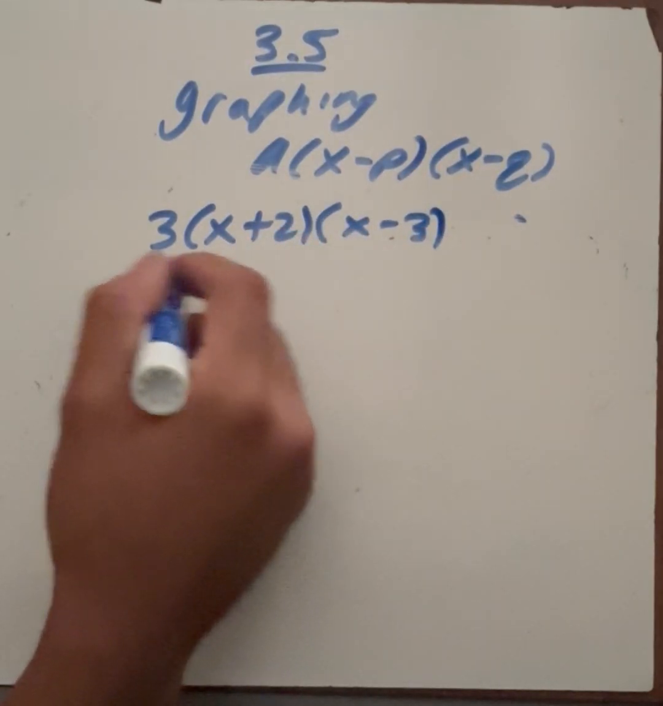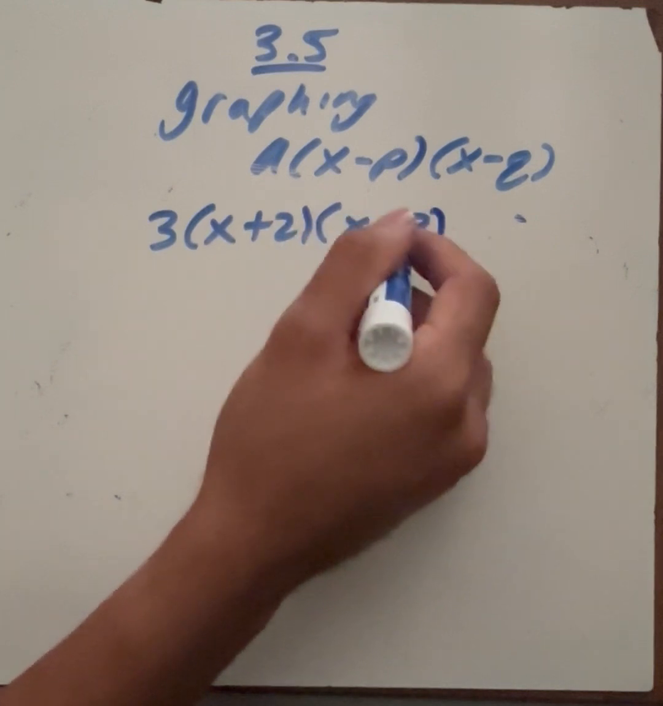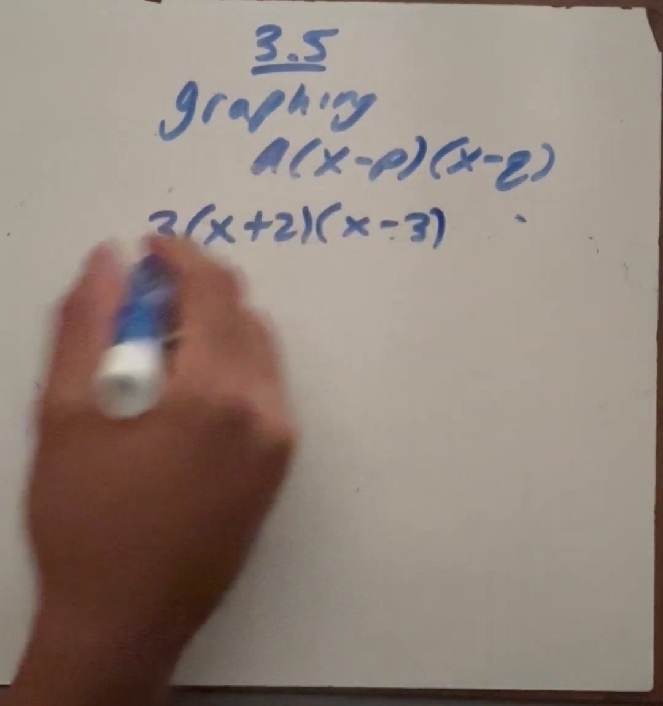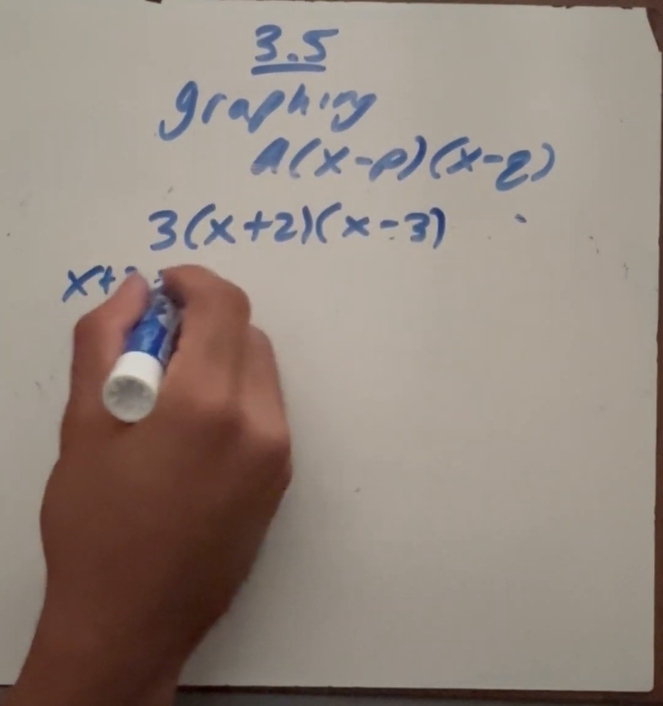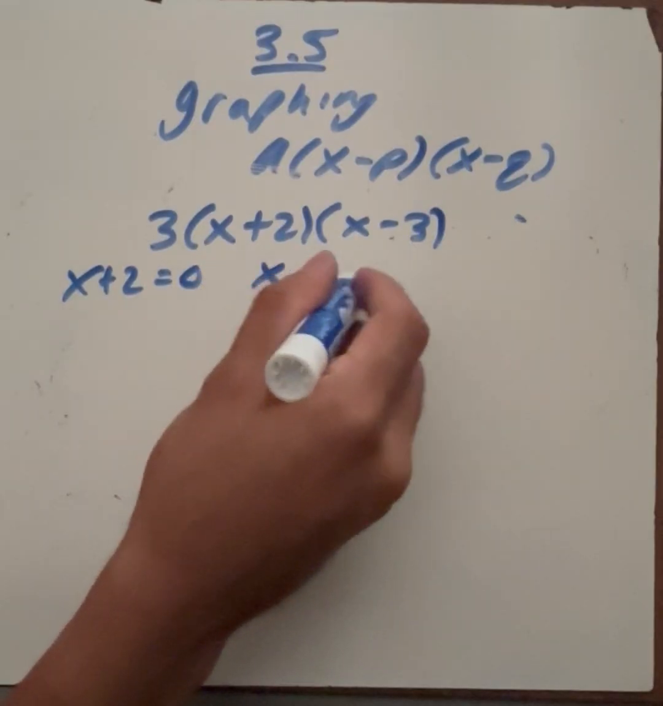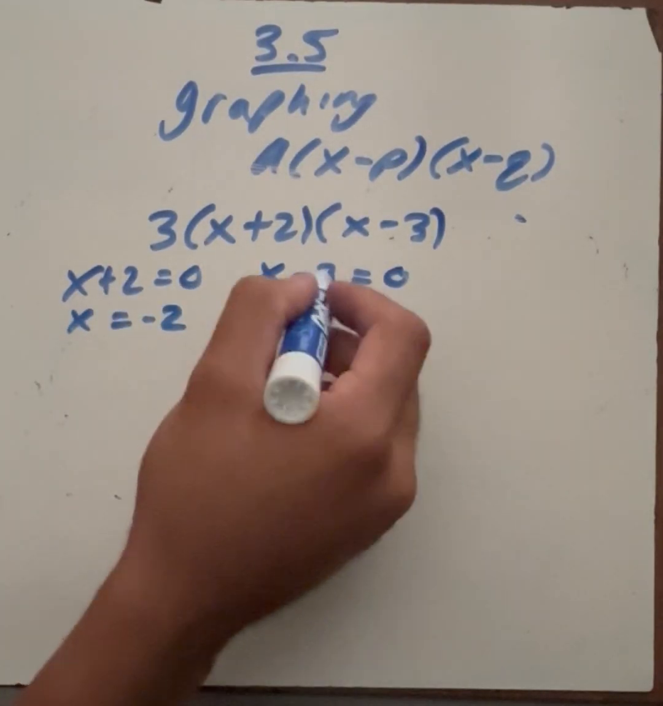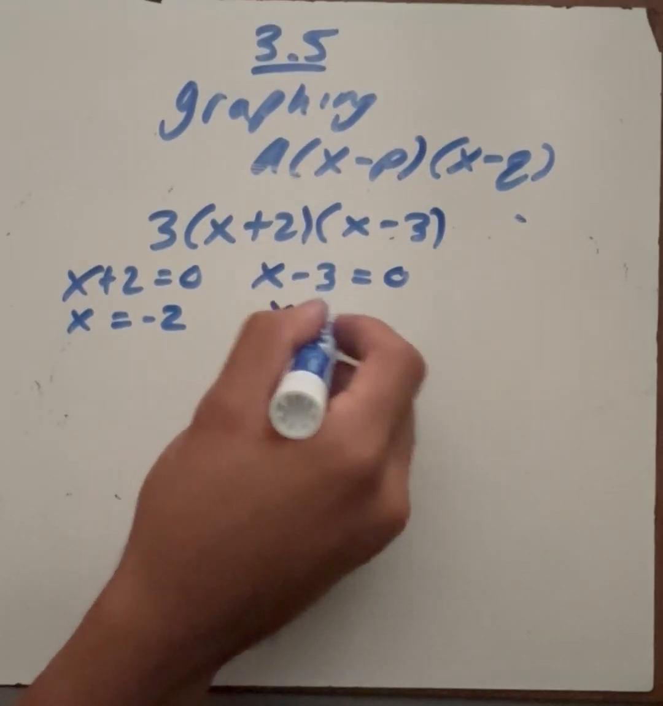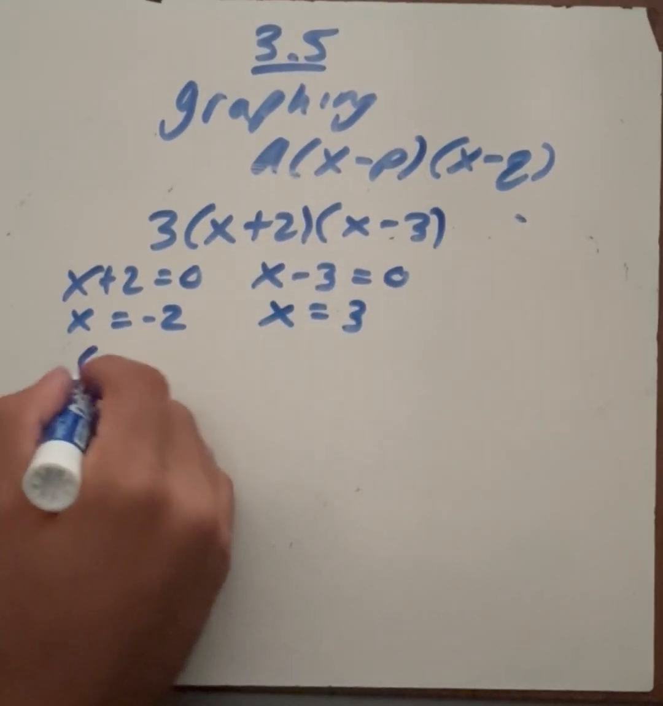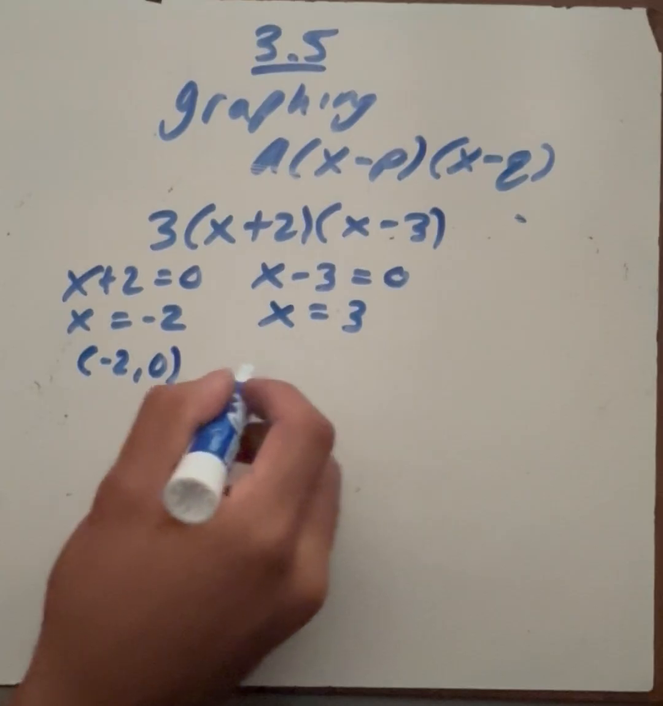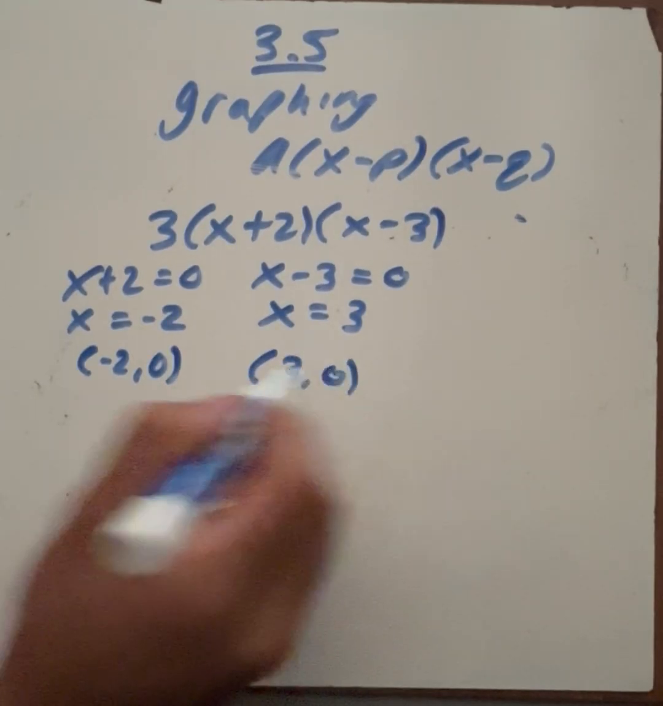The first thing we need to do is set this equal to 0 and this equal to 0 to find our x-intercepts. So x plus 2 equals 0 and x minus 3 is equal to 0. So this would be x equals negative 2 when we subtract 2 to the other side. This would be x equals 3 because we have to add 3 to the other side. So this is negative 2, 0, and this is 3, 0. So we found our x-intercepts for our graph.